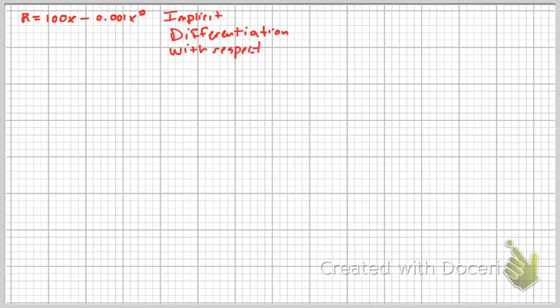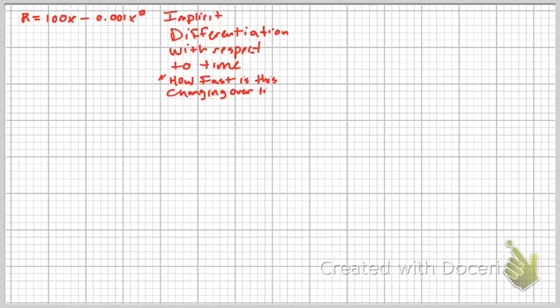Hey guys, here's a look at how to do related rates. So if I give you a revenue function, the idea is you have to use implicit differentiation, which I also loaded some videos on. It's its own entity. It's not too difficult, but using implicit differentiation, we can solve these related rate problems.